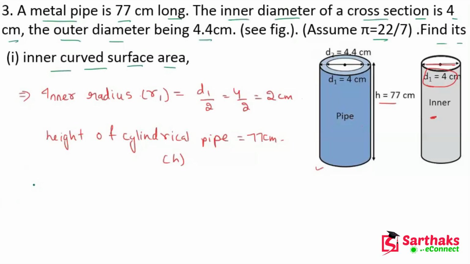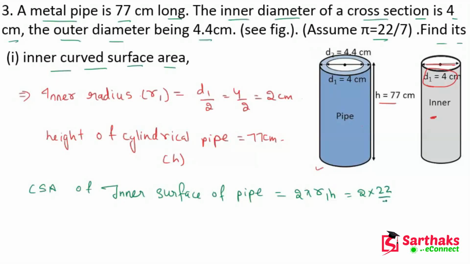So CSA of inner surface of pipe equals 2 pi r1 h. I hope you get this point. So now this will become 2 into 22 upon 7 into r1, which is 2, into h, which is 77. After solving this, we get 968 centimeter square. So this is the answer of the first part.